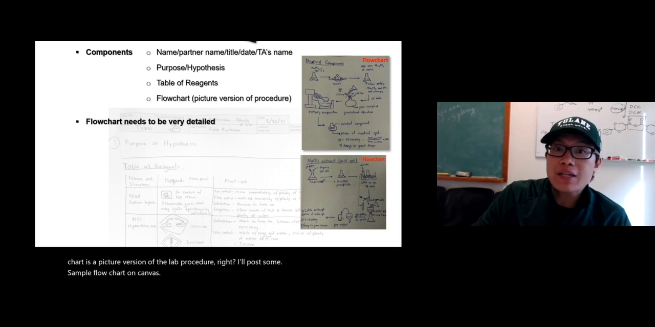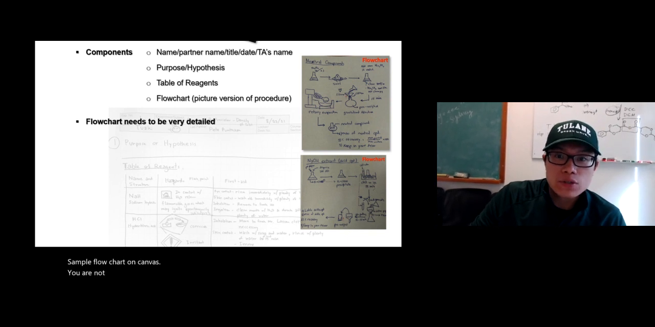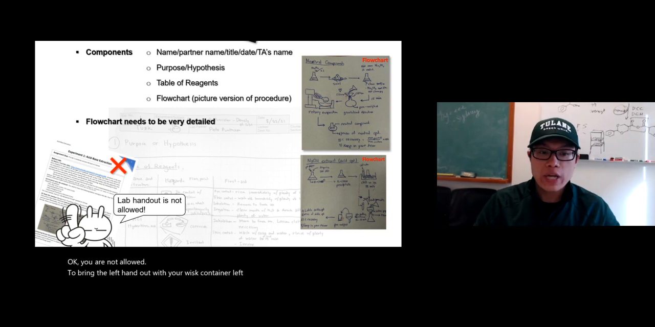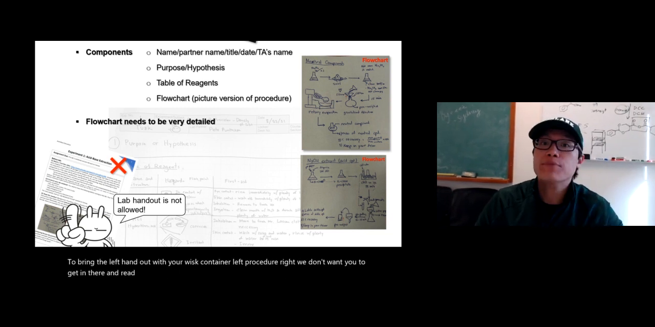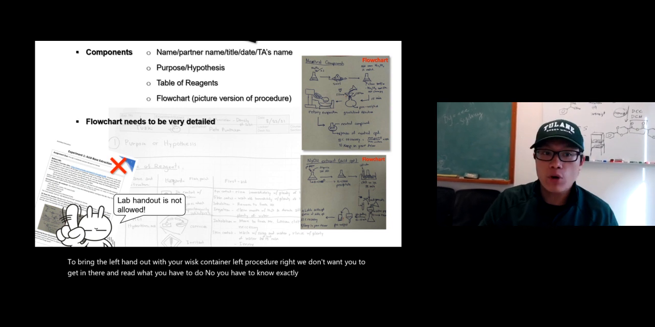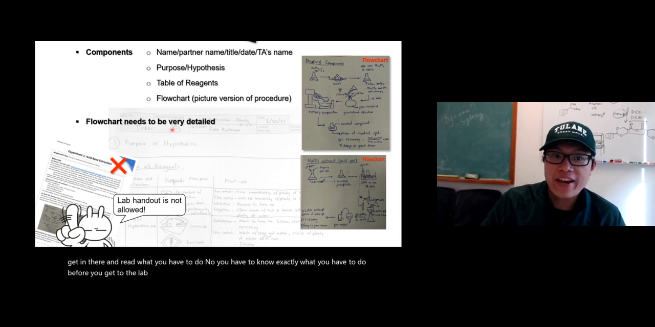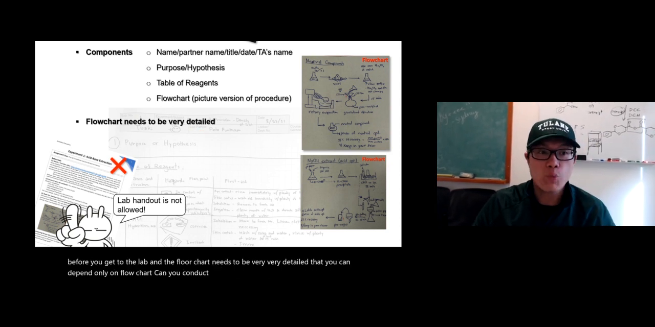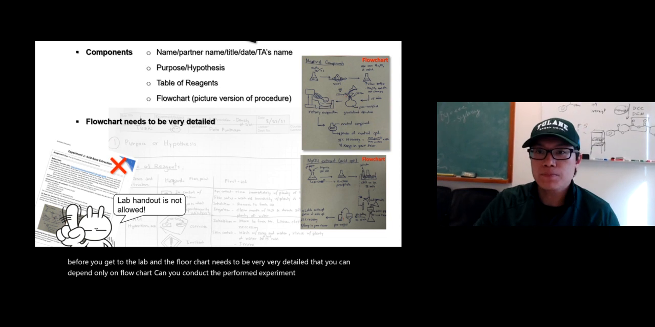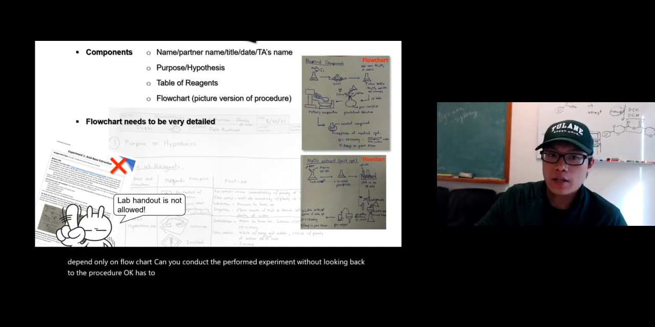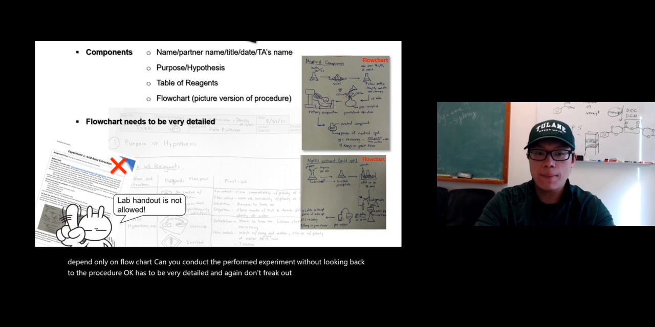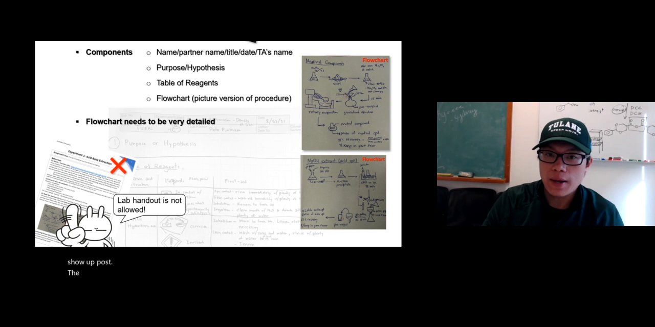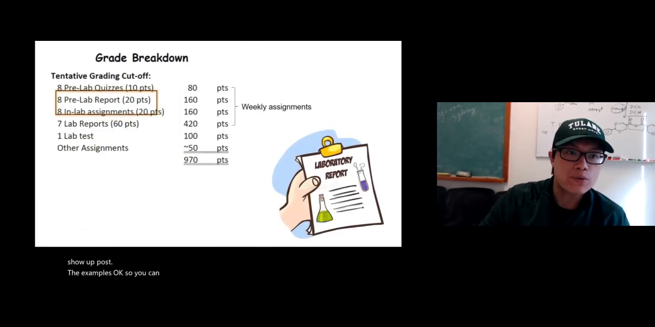You are not allowed to bring the lab handout with you, which contains the lab procedure. We don't want you to get in there and read what you have to do. You have to know exactly what to do before you get to the lab. The flowchart needs to be very, very detailed, so that you can depend only on the flowchart and perform the experiment without looking back at the procedure. It has to be very detailed. And again, don't freak out yet. I'm going to post the examples so you can base yours off that. All right, that's the pre-lab report.